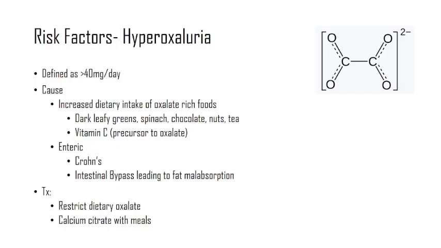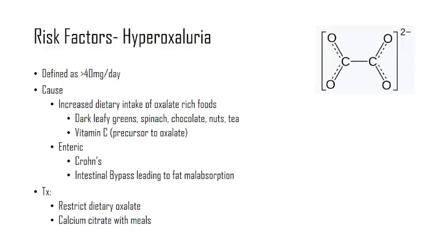So that was an example of hyperoxaluria. This is high urine oxalate excretion, defined as anything greater than 40 milligrams a day. Again, the causes are that there's just a lot of dietary intake of oxalate-rich foods. This is typically dark leafy greens like spinach, chocolate, nuts, and tea can also do that as well.